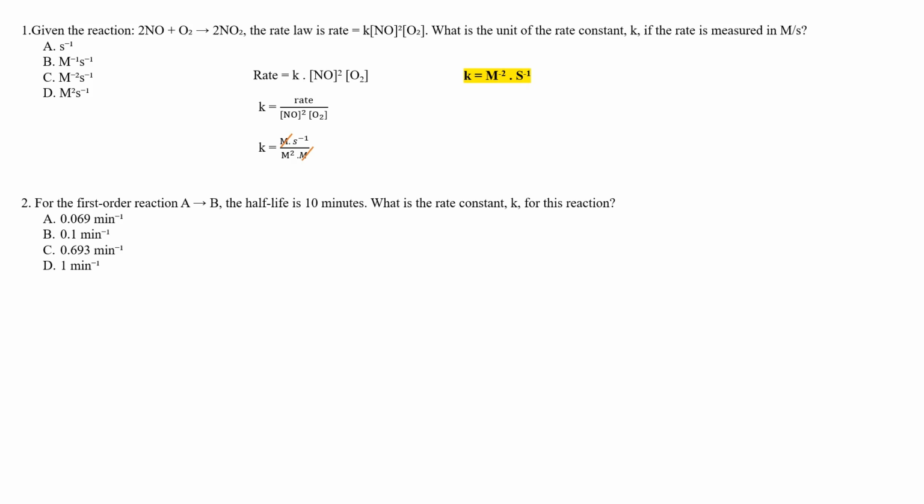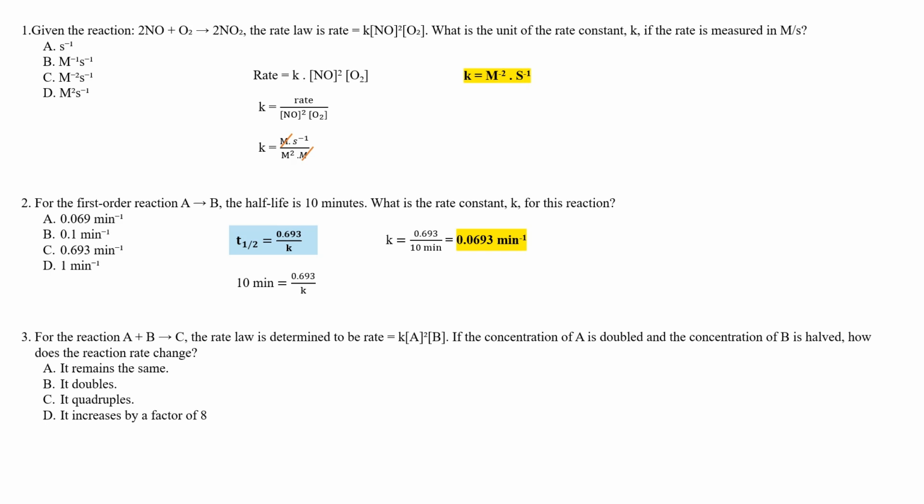Question number 2. For the first order reaction, A goes to B, the half-life is 10 minutes. What is the rate constant K for this reaction? The first order half-life equation is ln2 divided by K. The ln2 value is 0.693, divided by K. Then after we rearrange, the K value is 0.693 divided by 10. It is 0.0693 per minute.